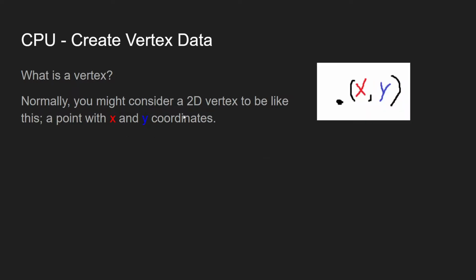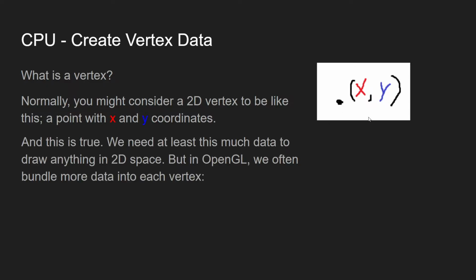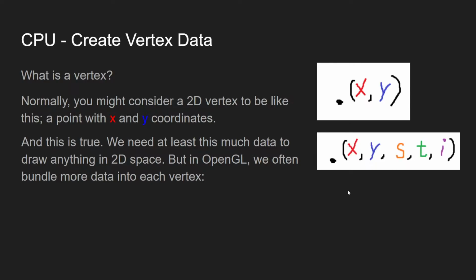So you might consider it to be just a single point with an X and Y coordinate. That's absolutely true. That is a vertex. That's a 2D vertex. You need at least that much data to draw anything in 2D space. But in OpenGL, vertices have a slightly different meaning. They contain a whole bunch of data.